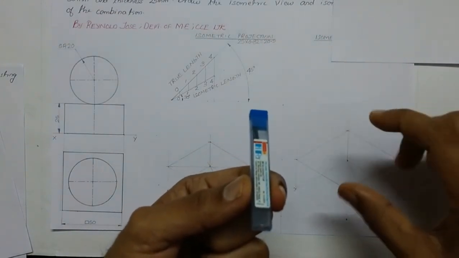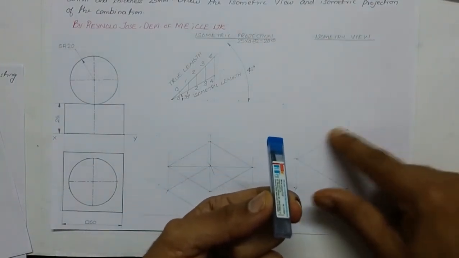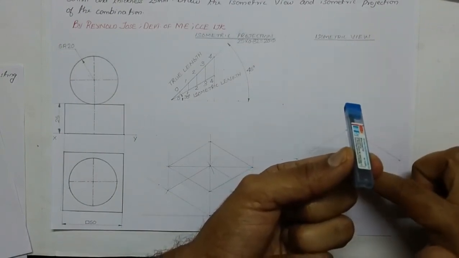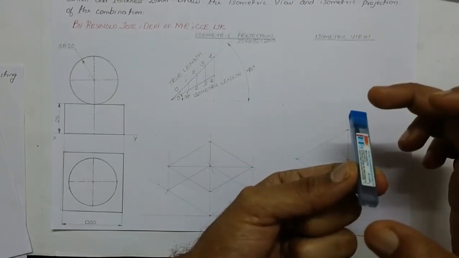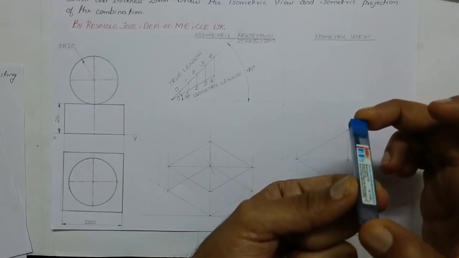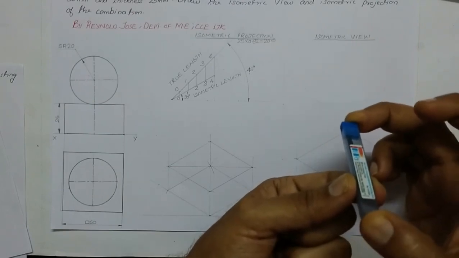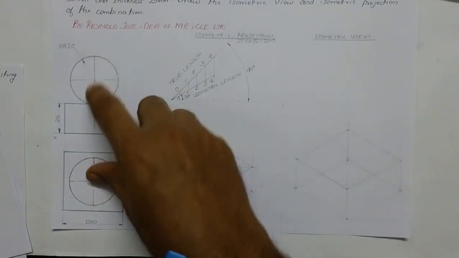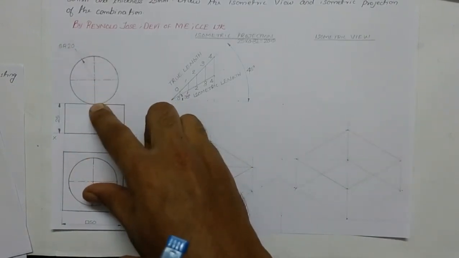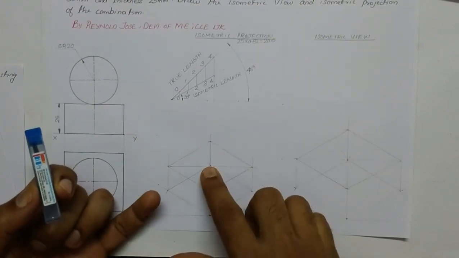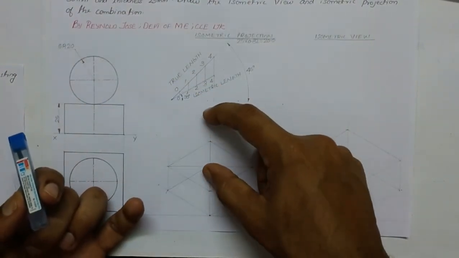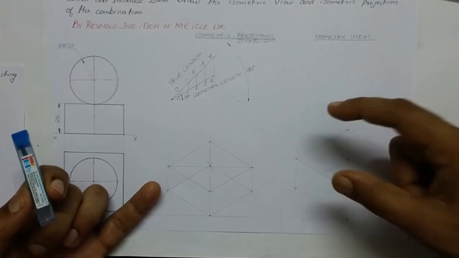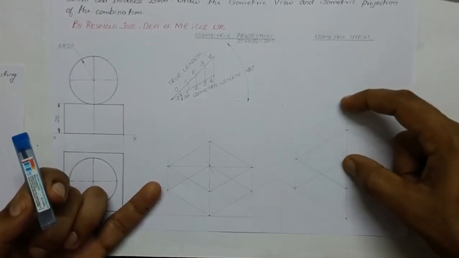But when it comes to isometric view, we are not accounting for the length reduction. So it will be the height of the axis into 0.82 into 1.22, which is the height of the axis itself. What is the height of the axis? The height of the axis is 40. So here the height of the axis will be 40 into 0.82, and for the isometric view, 40 into 0.82 into 1.22, which is 40 itself.